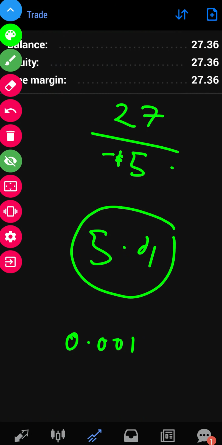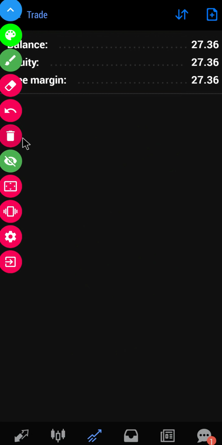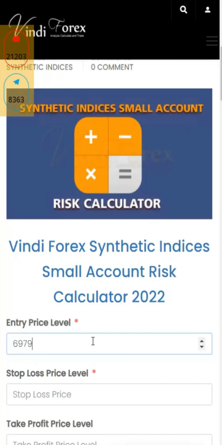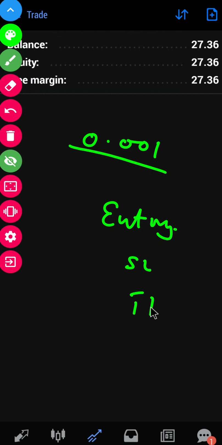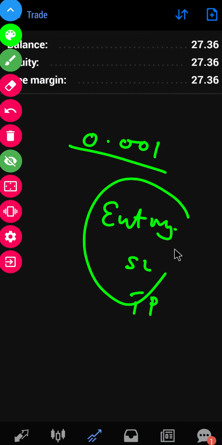So this means that if we are going to risk $5 and we only have $27, we could only take trades 5 times before we blow the account. It means we need to trade according to the strategy, guys. Very important. I've shared the 21 EMA strategy in the 35-minute video. If we're taking 0.001, we come here, and of course we have to dial in all these entries: our entry price, whether it's a sell or a buy, our take profit and our stop loss. We need all of this.